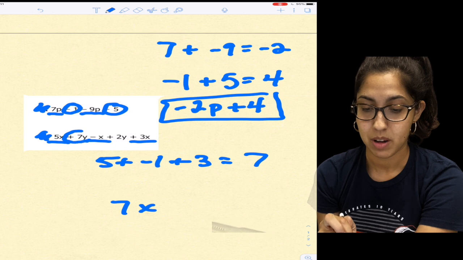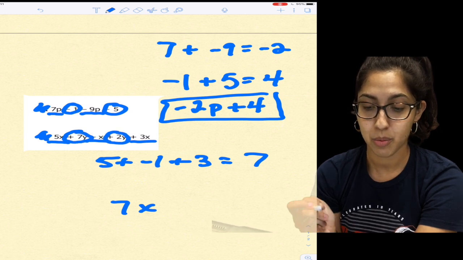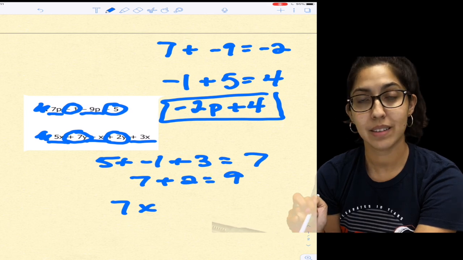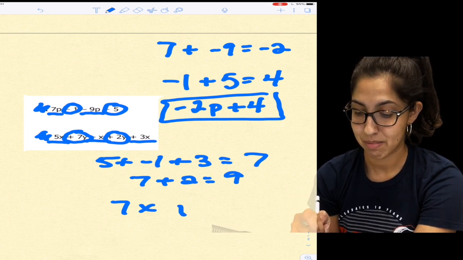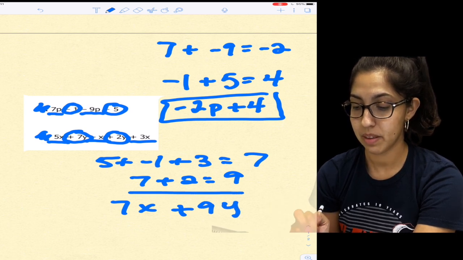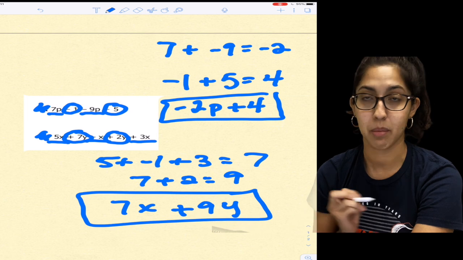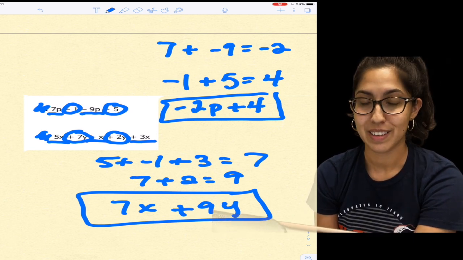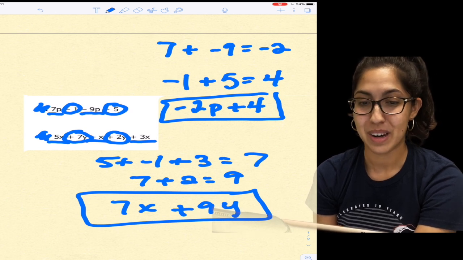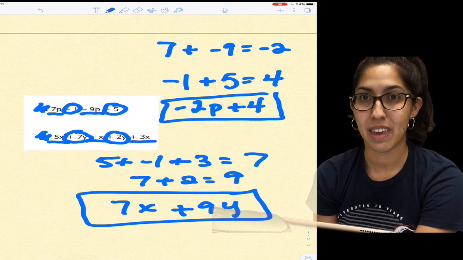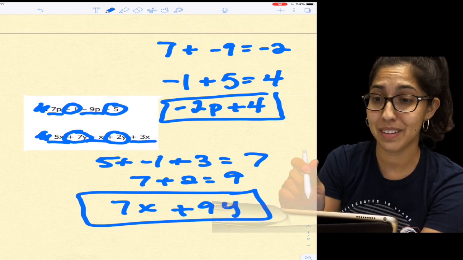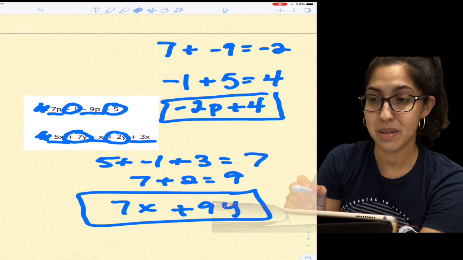Okay, now we have positive 7y, positive 2y. So 7 plus 2 is 9. So we have plus, I just wrote plus 9y. And this is our answer because x and y are not the same, okay? So that's it for those two examples. I hope it wasn't too complicated. We're gonna do one more example and then I think I'll leave you on your own, see kind of how you do, okay? So here we go.